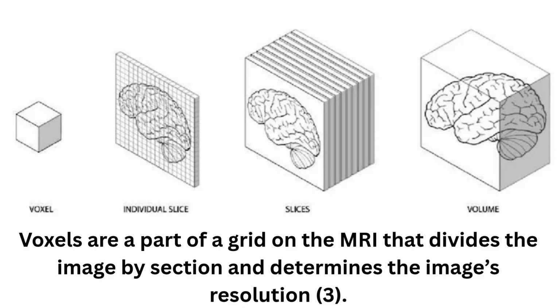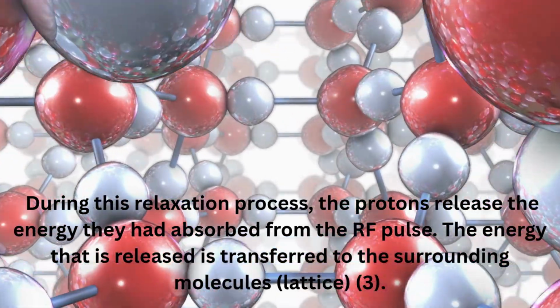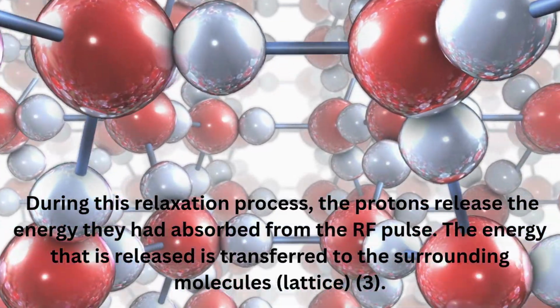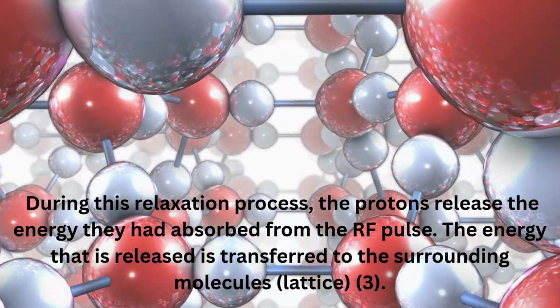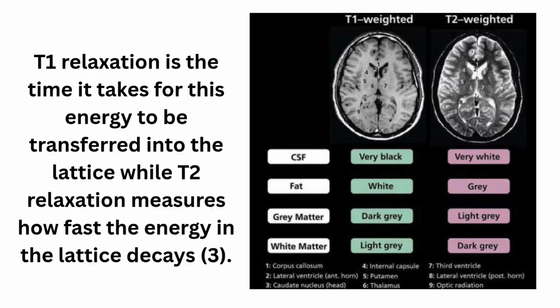resolution. When the RF pulses, the short radio waves, are turned off, and the protons relax back to a low-energy state, to their original alignment, 2 events occur simultaneously. During this relaxation process, the protons release the energy they had absorbed from the RF pulse. The energy that is released is transferred to the surrounding molecules, the lattice. T1 relaxation is the time it takes for this energy to be transferred into the lattice, while T2 relaxation measures how fast the energy in the lattice decays.